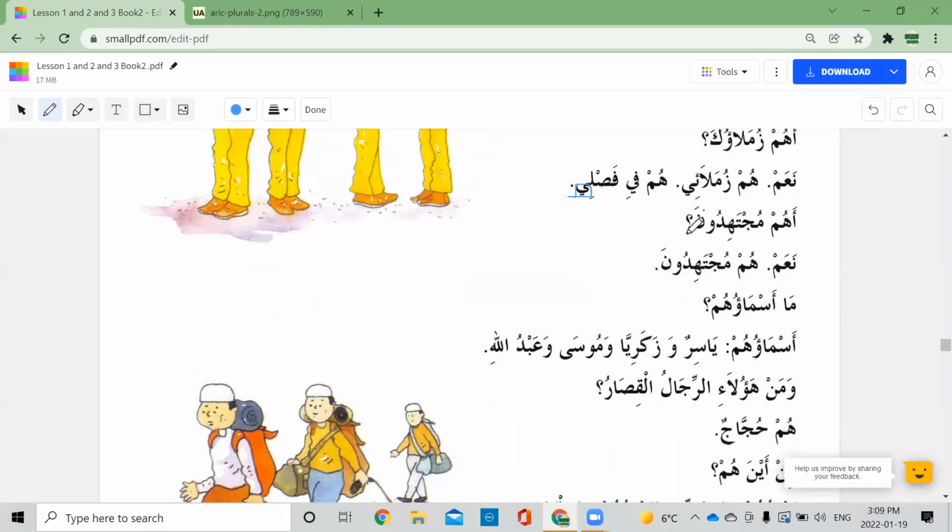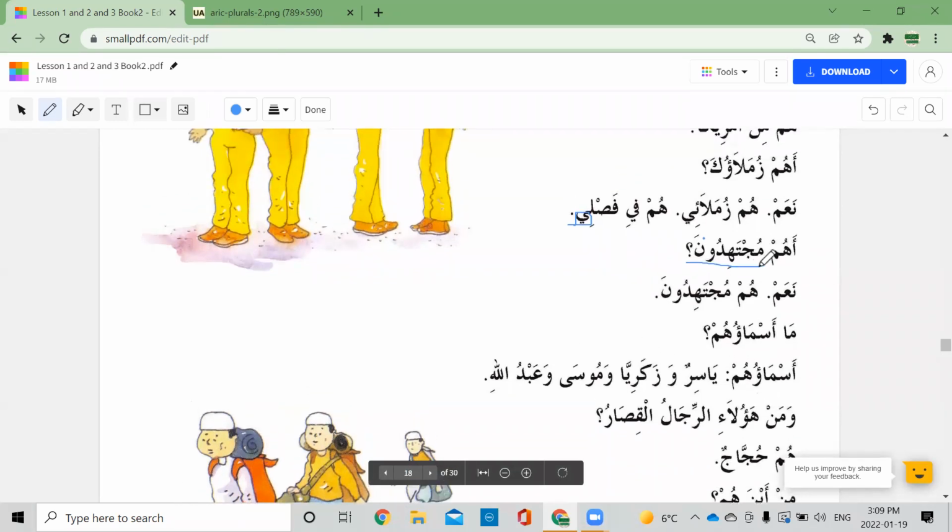Naam. But what kind of plural is mujtahiduna? Sorry, what kind of plural is this word, mujtahiduna? Sound plural. It's a sound plural, or jama' salim. Why? Because the root here, mujtahidun, remains the same. All you do is add waw noon to the end, right? The root does not change. So this is a sound plural.